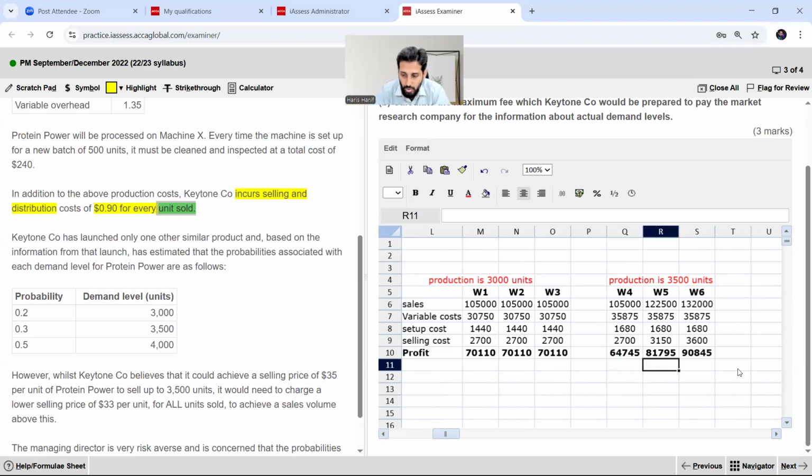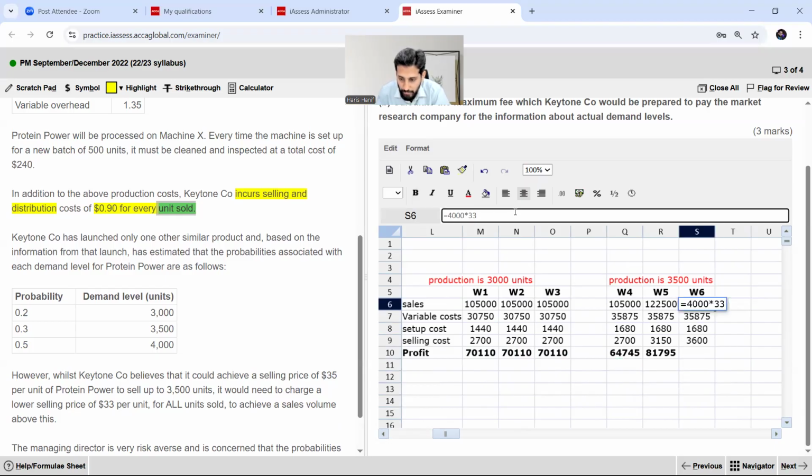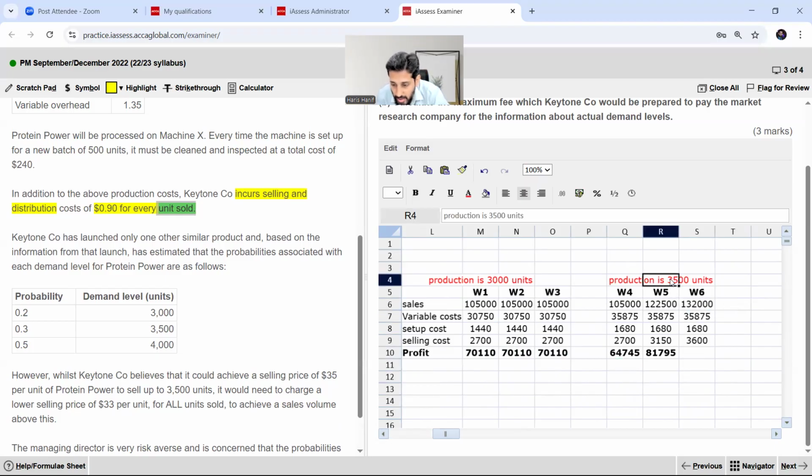But one more important point to be noted over here. We need to see that here I cannot sell 4000 units. Why? Because my production is 3500 units. So definitely I can sell a maximum of 3500 and it will be at 35. So I mistakenly took the 4000 figure. Why? Because the demand is 4000, as you can see. Sorry, first of all, let me correct this.